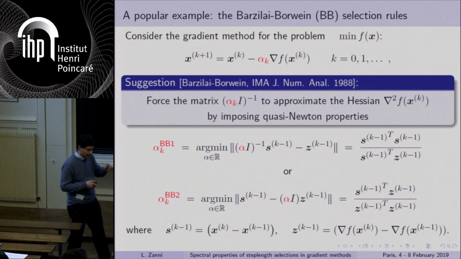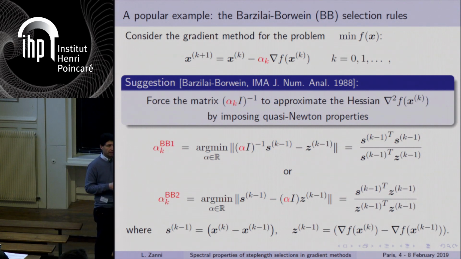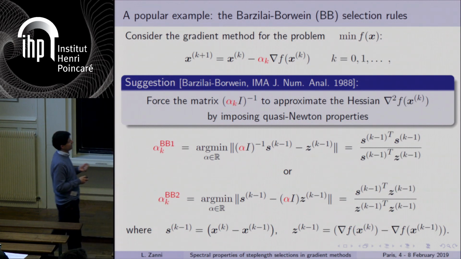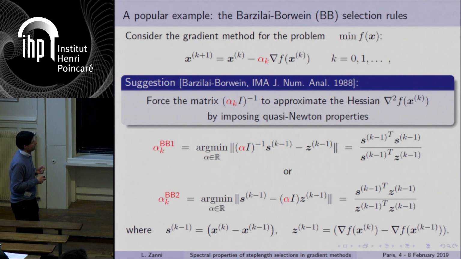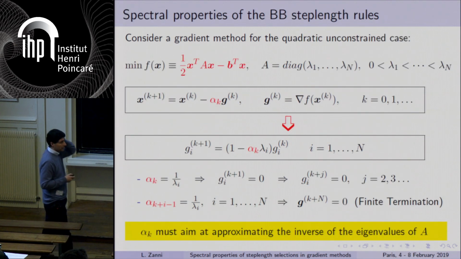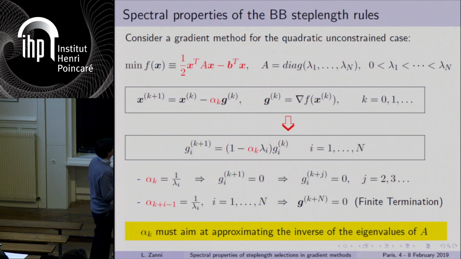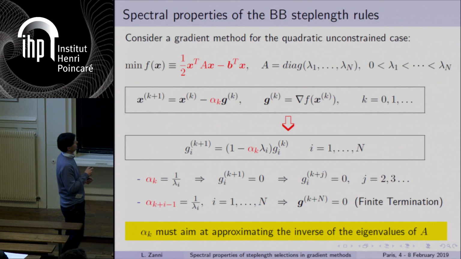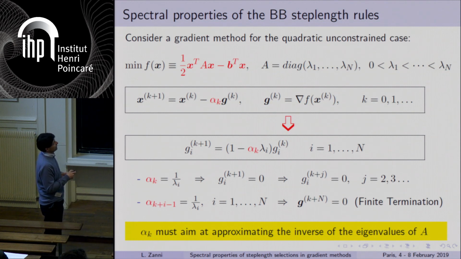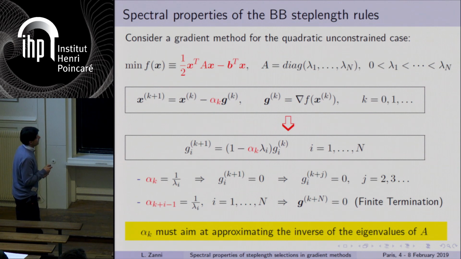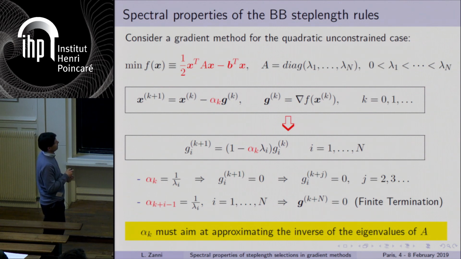In order to explain how these step-length rules may be generalized to the constrained case, it is important to understand some spectral properties of these rules. This is easy to do in the case of a quadratic unconstrained problem. Suppose we have this objective function. You can consider a diagonal Hessian matrix, since this is not a restrictive condition, and then look at the relation between the gradient components of two successive iterations.